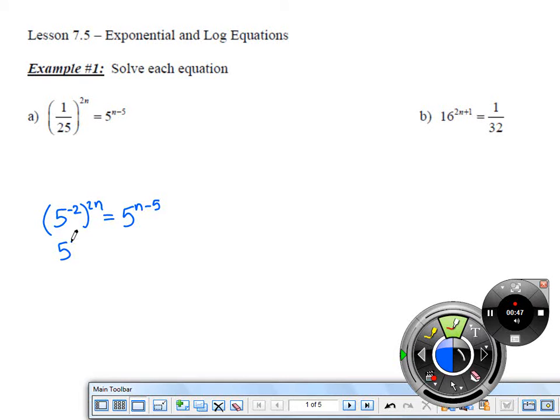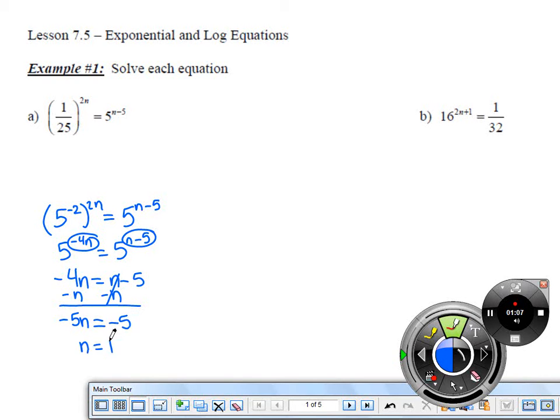Then I would simplify any exponents that need to be simplified. And then once I have the same base, if these powers are supposed to be equal, then the exponent values would need to be equal, so I'll set them equal to each other, and I will finish solving for n. Negative 5n equals negative 5, so n is equal to 1.